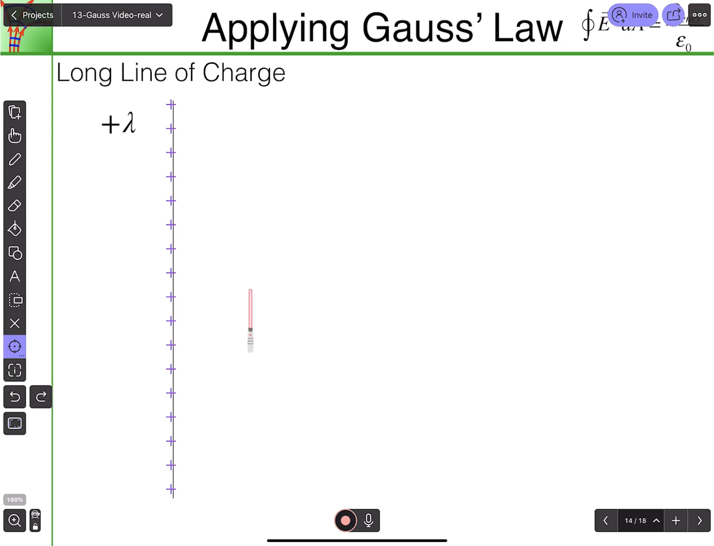And the electric field that this is going to create is going to be pointing away, right? At any point here, it'll be pointing away from the line. It'll be pointing away from the line here. It'll be pointing away from there. This is going to be a cylindrically symmetric electric field.